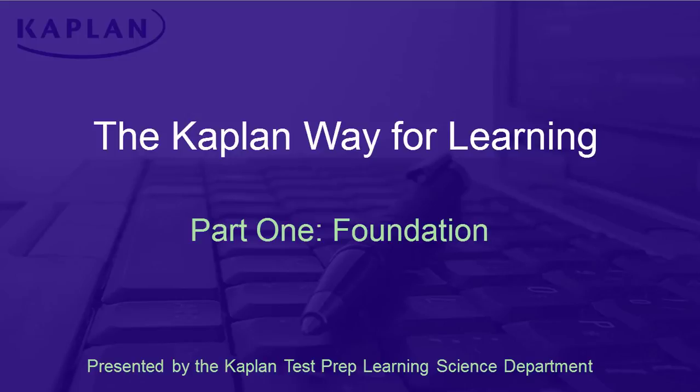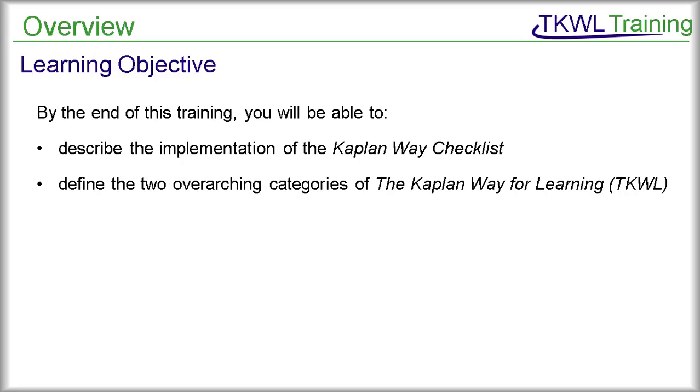Welcome to your Gateway to Understanding the Kaplan Way for Learning. This is part 1 of 3. Today, we lay down the foundation. Here are our 2 learning objectives. The Kaplan Way checklist, as you'll learn in a moment, lists 12 essential categories for making our courses better. You'll leave this part 1 of training able to describe the checklist and how it's used.